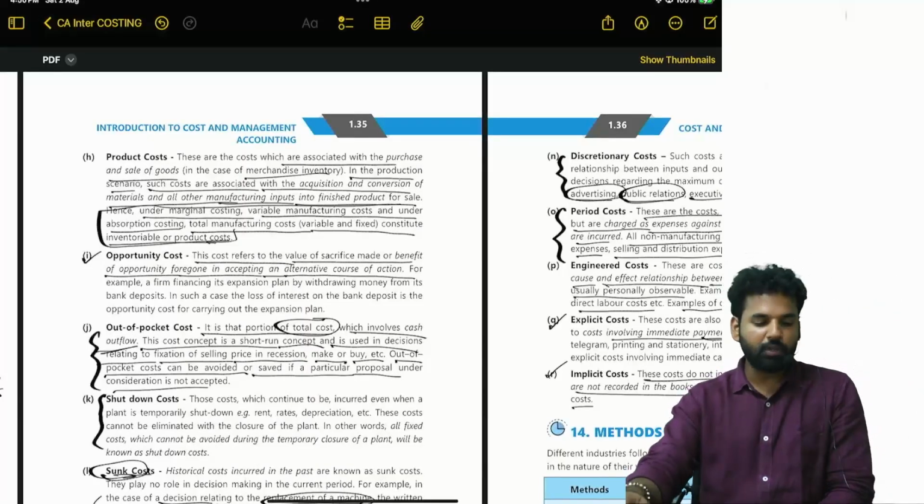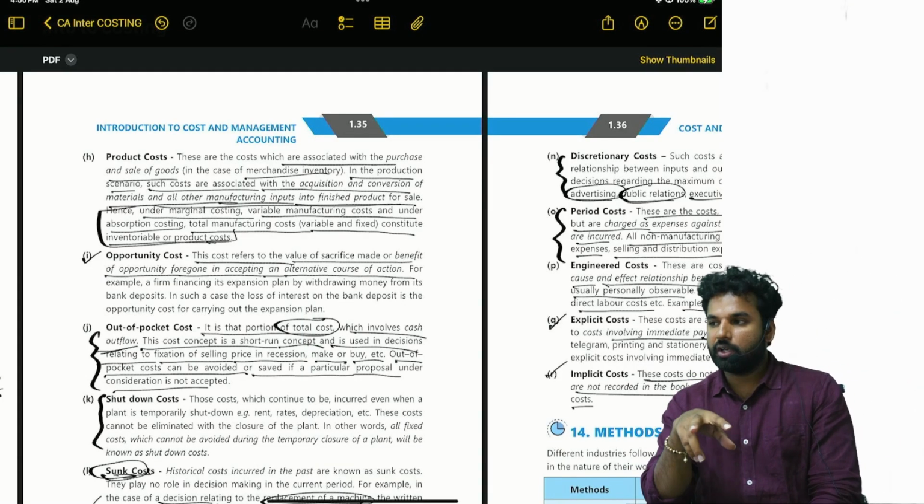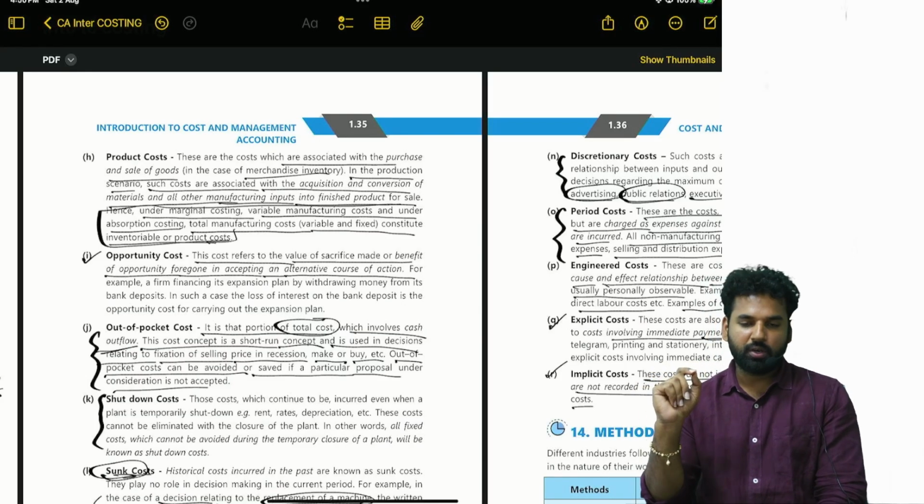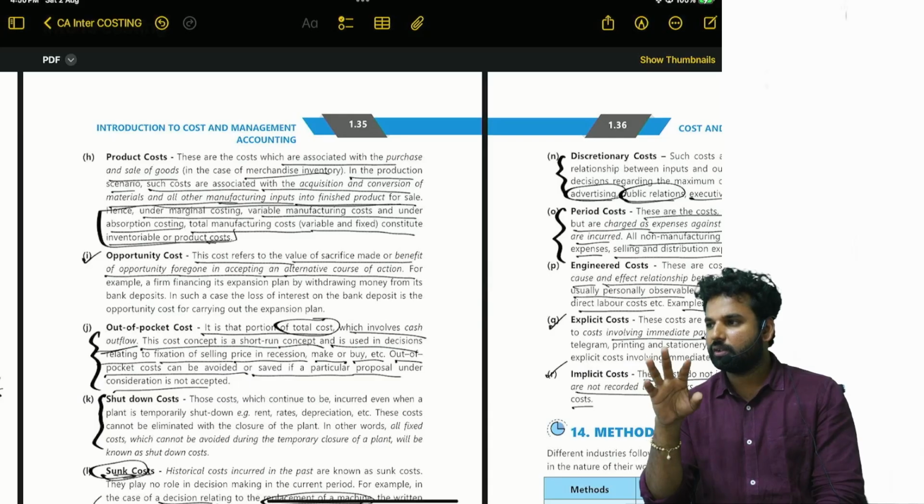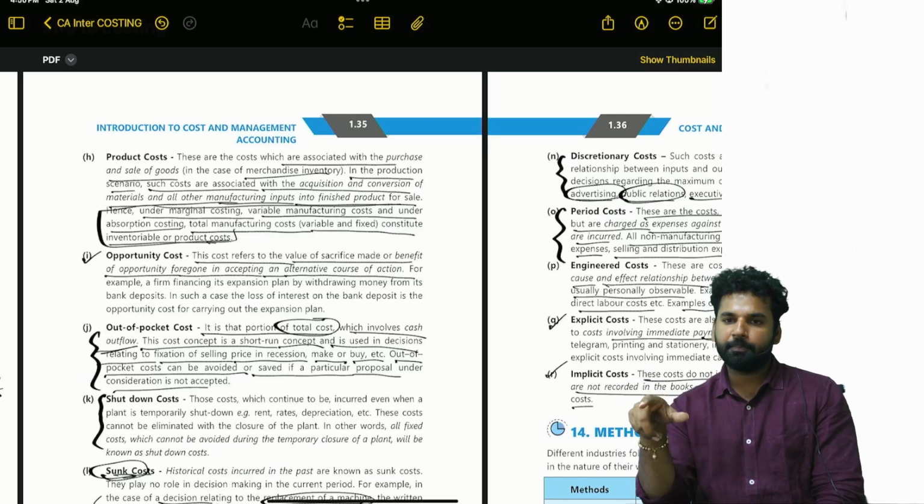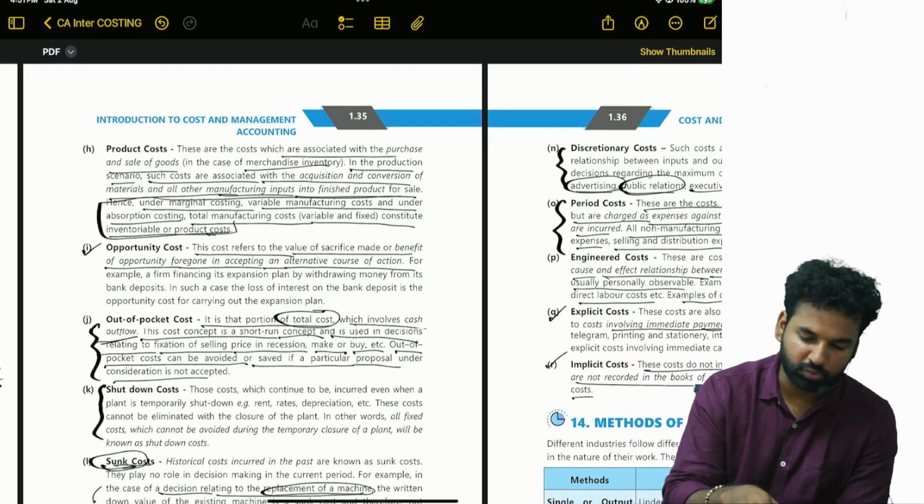Okay. So with this we have finished the classification of the cost. In that we have seen classification by nature of the element, next by functions, next by variability or behavior, next by controllability, by normality, and by use by the management. So these are the different types of cost we have seen.